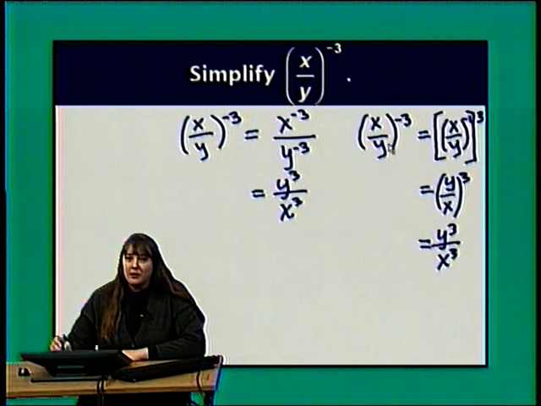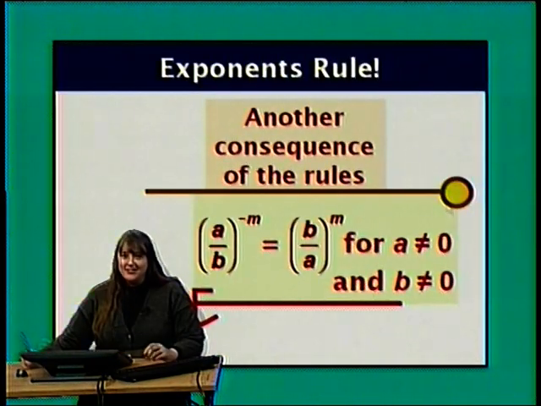But before moving on, I want to point something out here. We started with x over y all raised to the negative 3 power. In this step, I have y over x raised to the power positive 3. So to make this exponent of negative 3 positive, I needed to take the reciprocal of what was inside the parentheses. This leads to a consequence of the rules. (a over b) to the negative m equals (b over a) to the positive m, provided that a and b are not equal to 0.